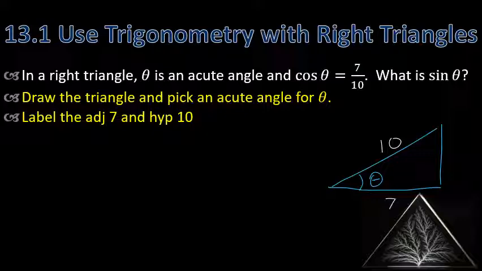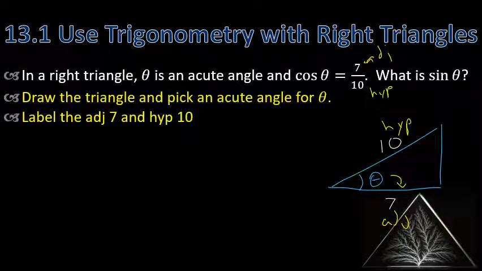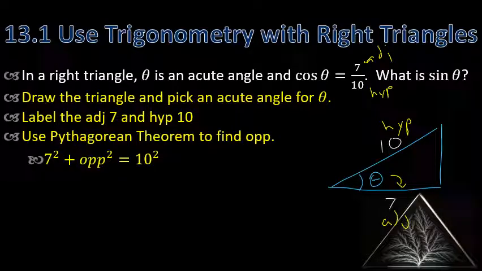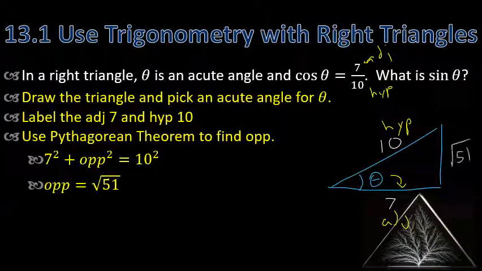All right, cosine is adjacent over hypotenuse. So I made the adjacent side here 7 and the hypotenuse 10. Use the Pythagorean theorem to find the opposite. So I can say 7 squared plus the opposite squared is 10 squared, and you end up with a square root of 51 for the opposite.